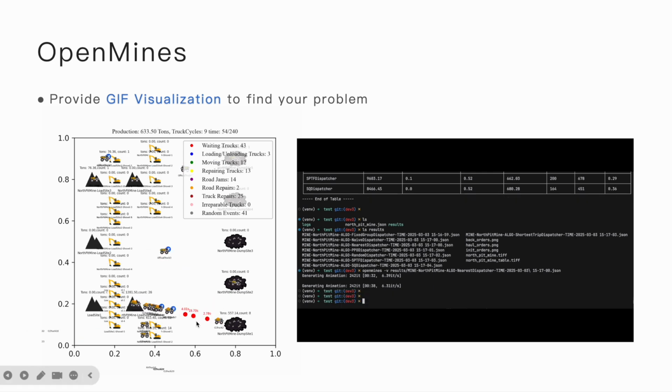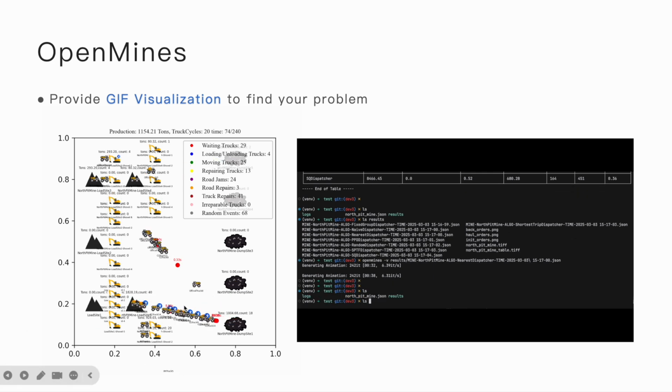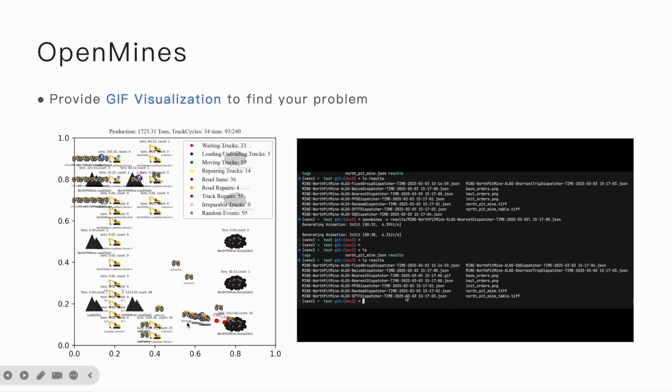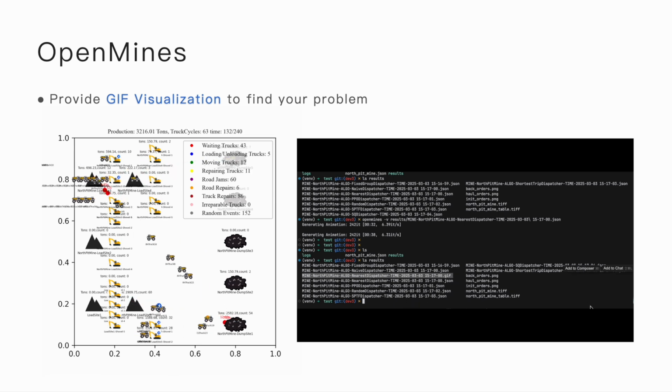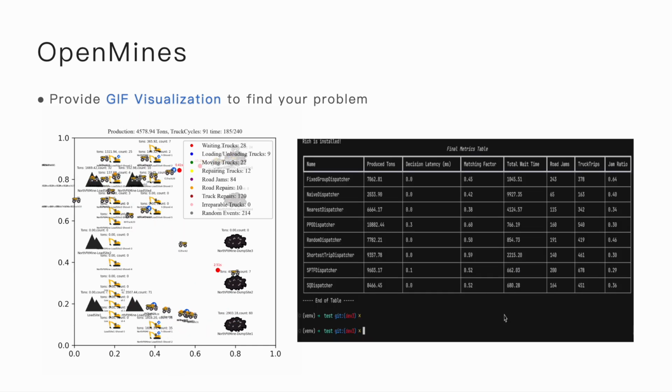And also you can see there are many red dots here. The red dot means a jam event. If a jam event happens, every truck that goes over it will be slowed down.